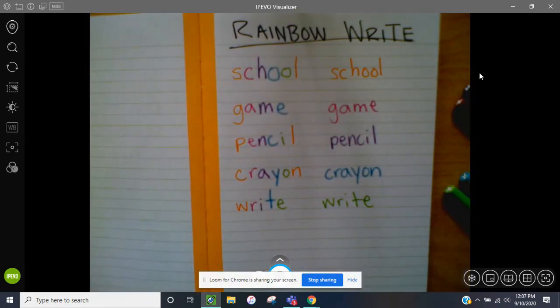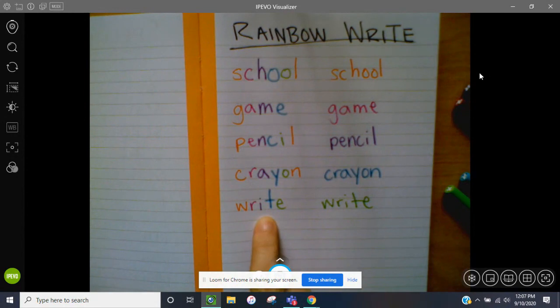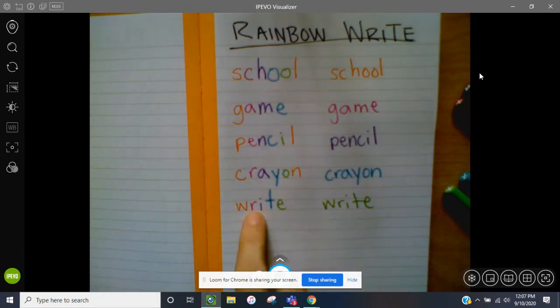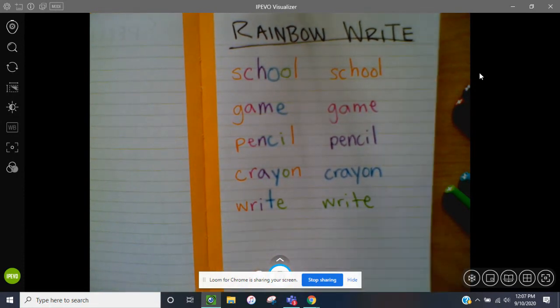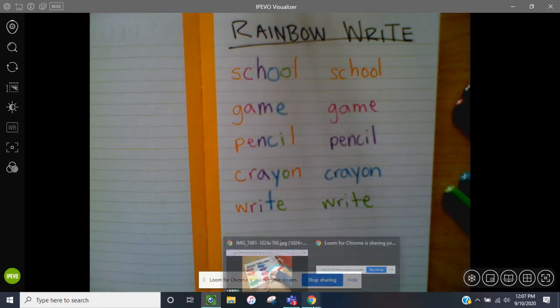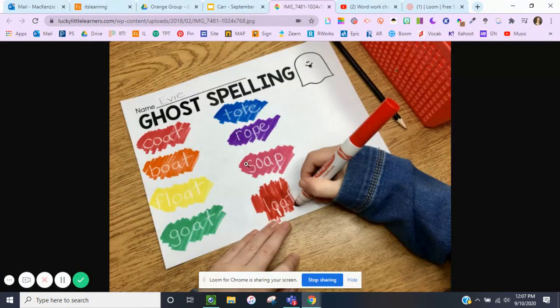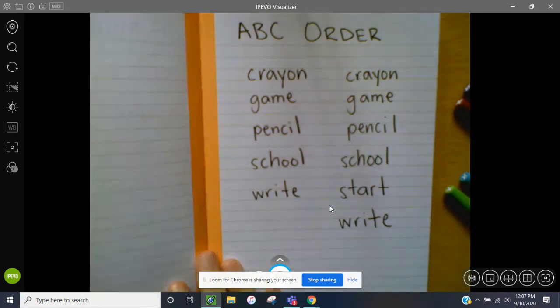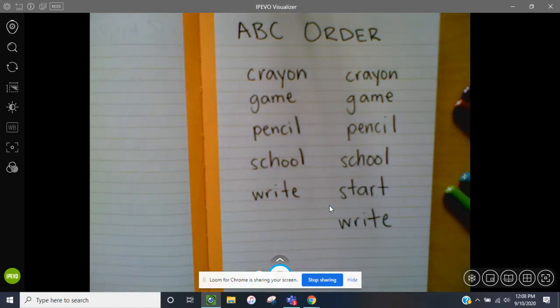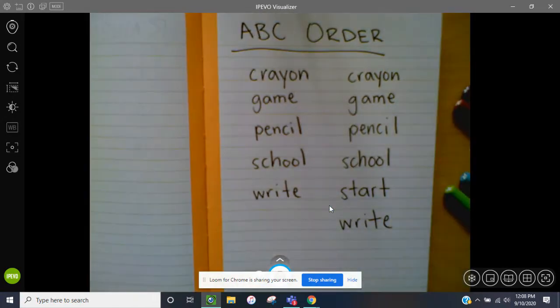The next way is to do rainbow write. I like my students to write each letter a different color. However, ask your teacher what she would like you to do. Then you make sure that you have a white crayon so that you can do ghost spelling. And then the last way to study your spelling words is to put them in ABC order.